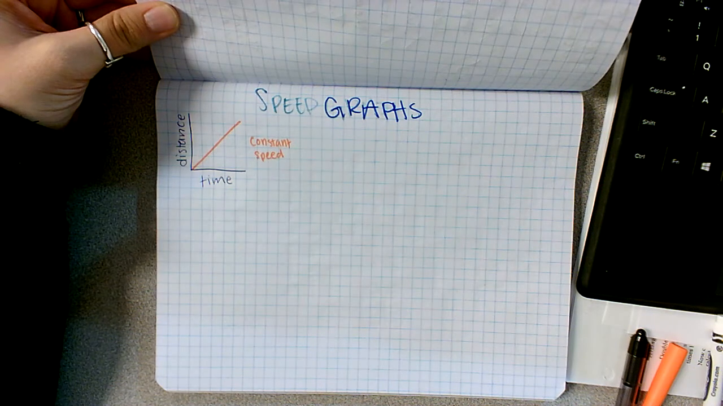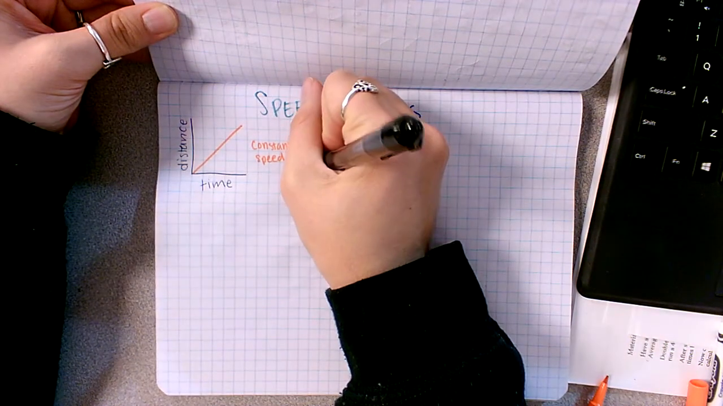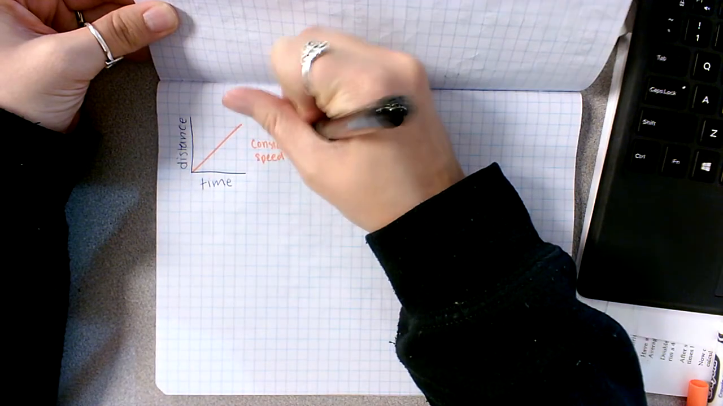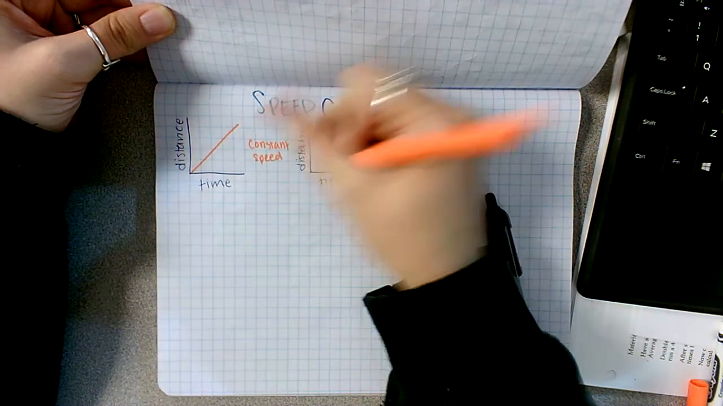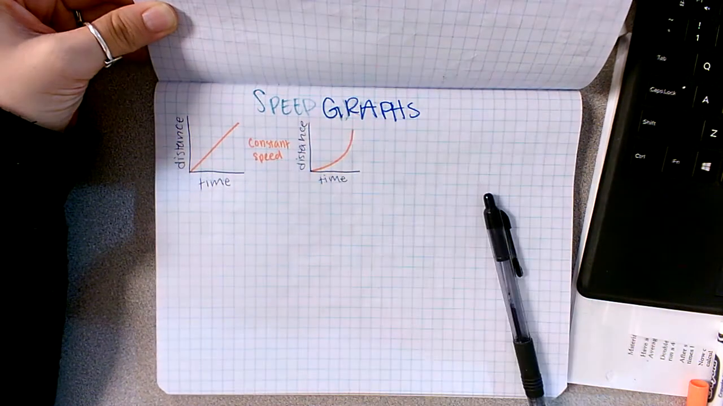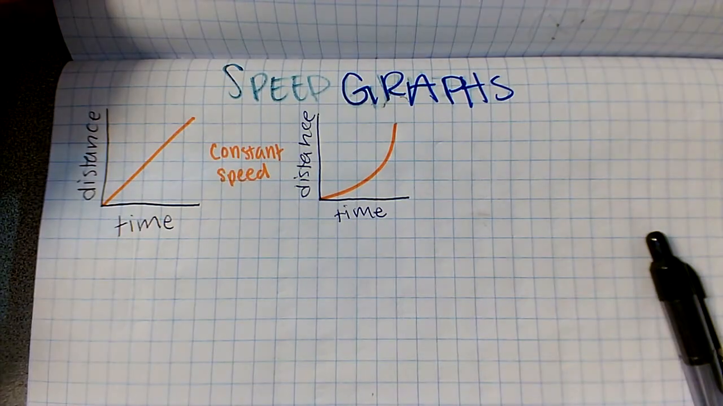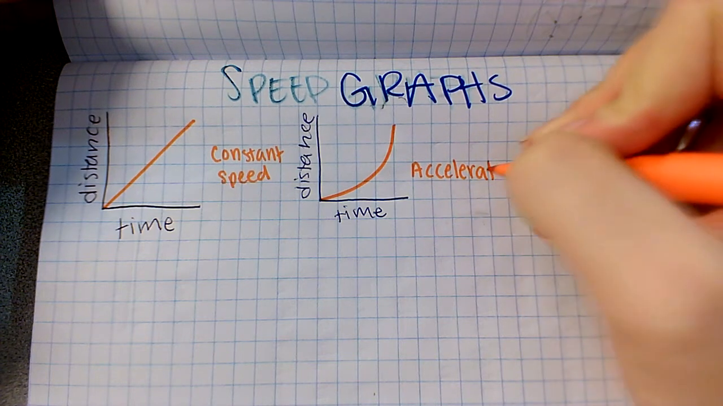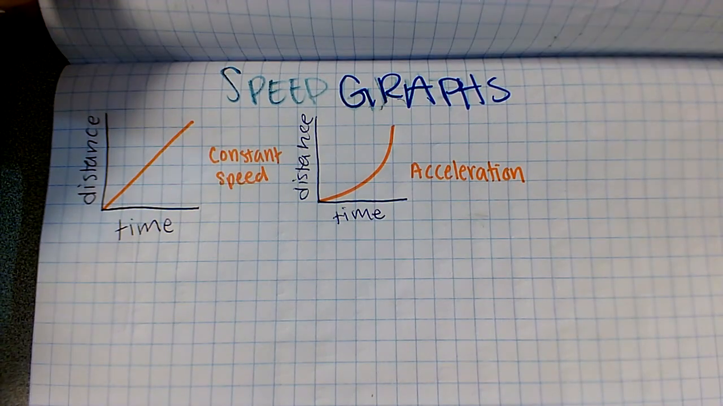Alright. Next, we're going to draw another graph. Alright, and it's still a distance versus time graph. Alright, but this time this one looks like that. Okay? So what does that mean? It means that this would be accelerating. Okay, it's showing acceleration.